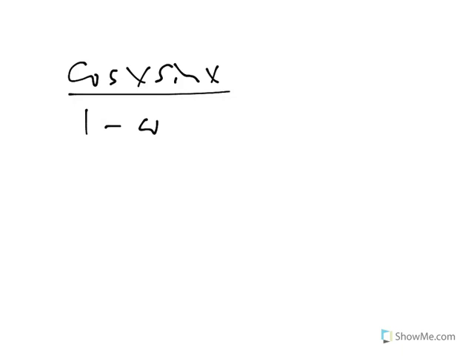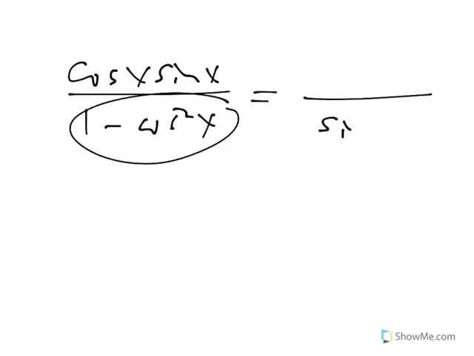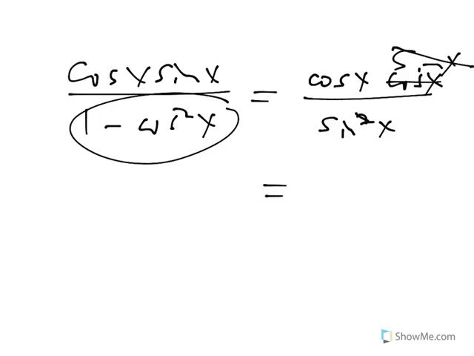Another one. Here I have the 1 minus cosine squared x. That gets replaced with a regular sine squared x. I'm using x instead of theta, easier to write. And now, that's sine x. I can cancel out one of these with one of these, and I'm left with cosine over sine, which is an identity for cotangent.